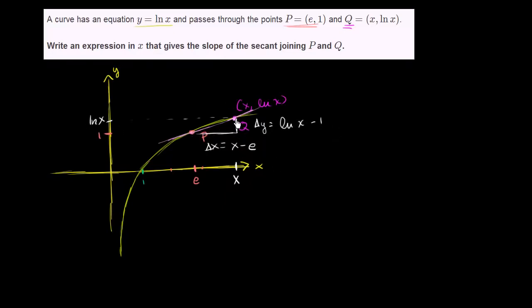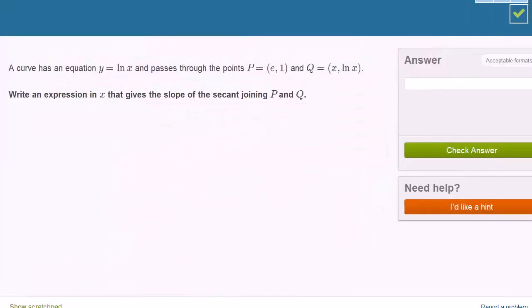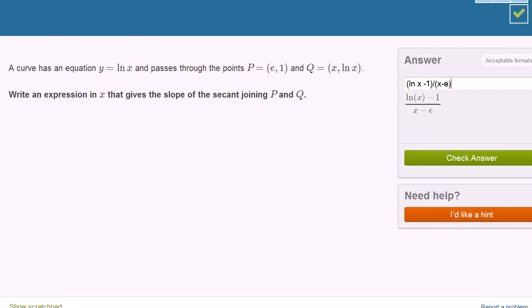So the slope of the line that contains both of these points, and I could write m for slope, is going to be our change in y over our change in x, which is equal to ln x minus 1 over x minus e. And now we can just input that and make sure that we got that right. So we have the natural log of x minus 1 over x minus e.